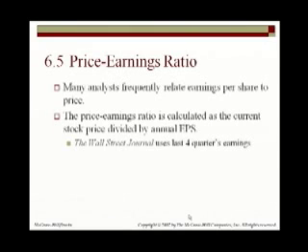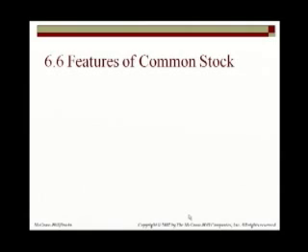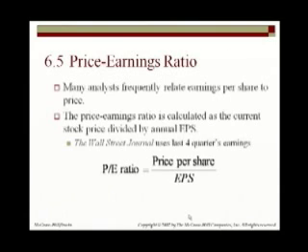And usually investors use the last 4 quarters of earnings to calculate the earnings per share, although some investors like to calculate what they call the forward-looking PE ratio, which is next year's estimated earnings divided into the current price. So the PE ratio, price per share divided by earnings per share, is a measure of how expensive a stock is. Some investors, value investors, would generally like to find a PE ratio that's under 15, say.